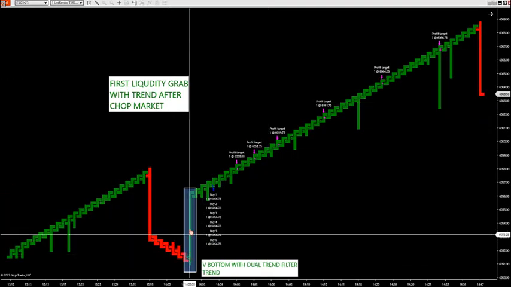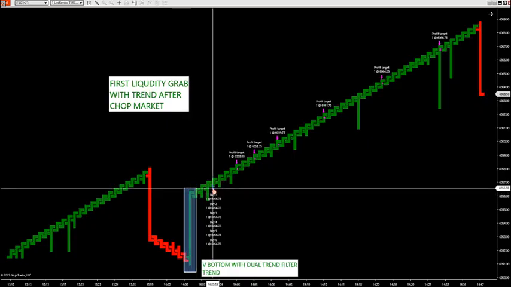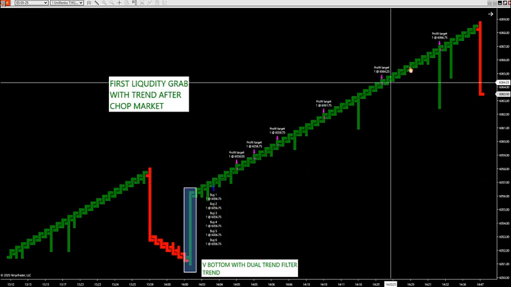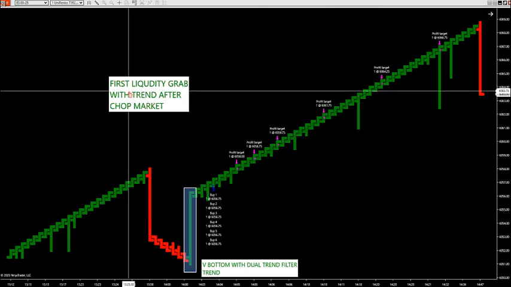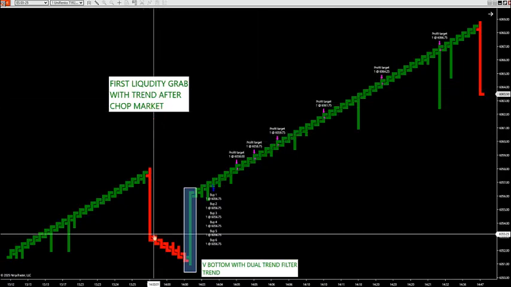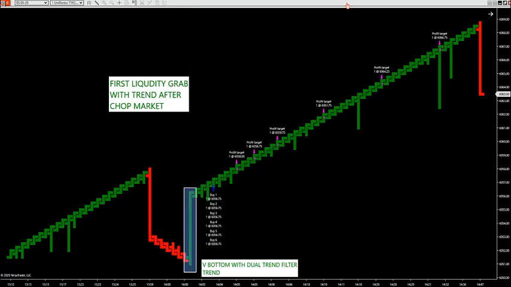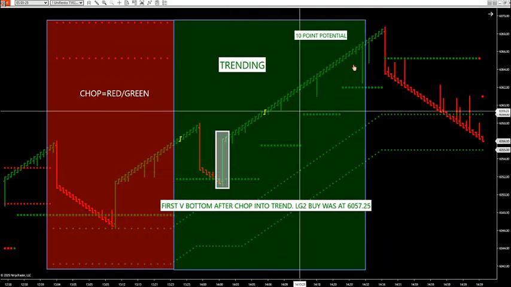This is what we're looking for now. Here's our V bottom. This is the first liquidity grab with the dual trend filter trend. The live fill was 57.25, and it ran as high as 69 on the run. This is the first liquidity grab with trend after chop market. So it's chop yesterday. It's the same scenario right now at 2 o'clock. Turn it on. That's the run we got.